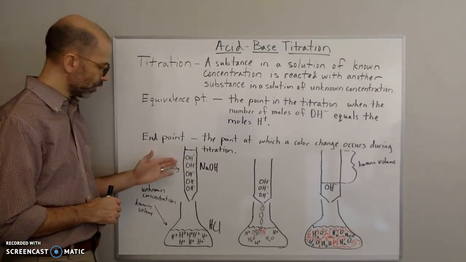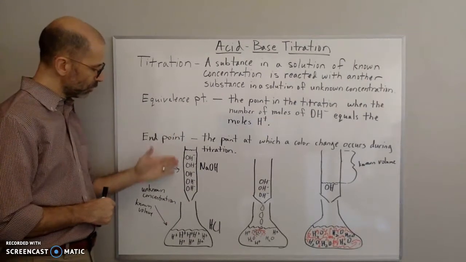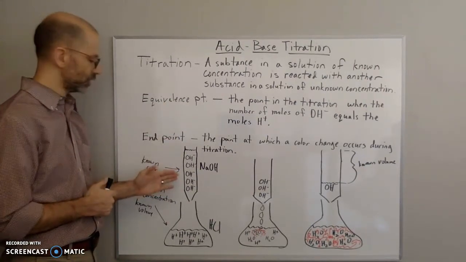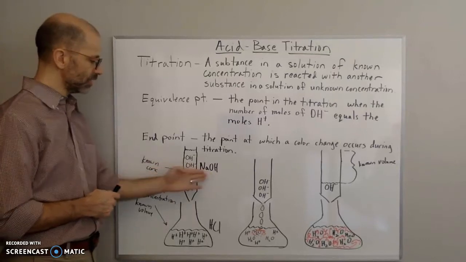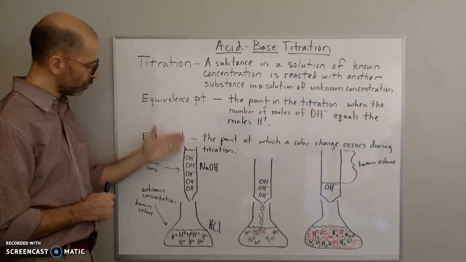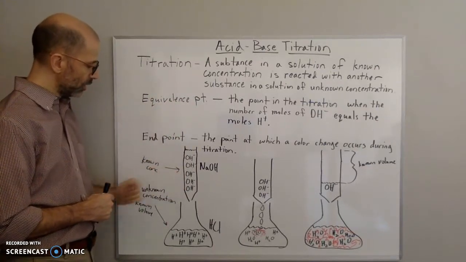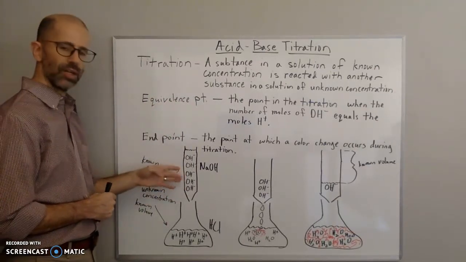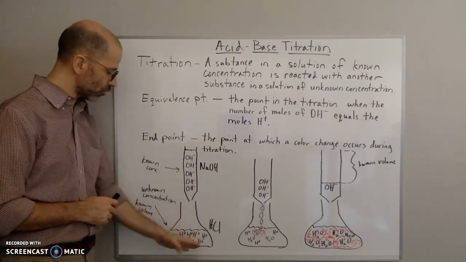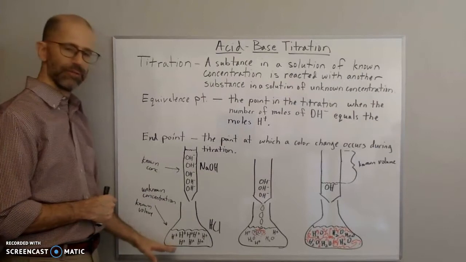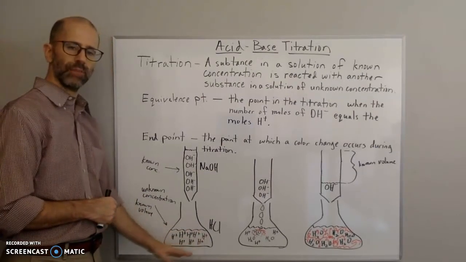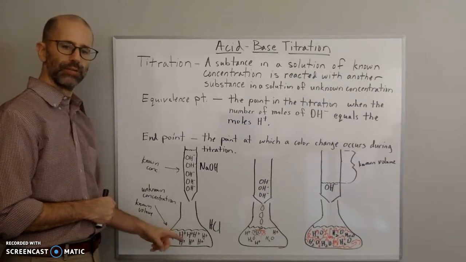So you have a burette, and the burette is going to be filled with the substance that you know the concentration of. So in this case, let's say I have a known concentration of NaOH. So I'm going to fill my burette with NaOH, and I'm going to know the concentration of this. And then in my Erlenmeyer flask, I'm going to have, say, my acid here. So this is my unknown concentration of my acid. So this is what I'm trying to find.